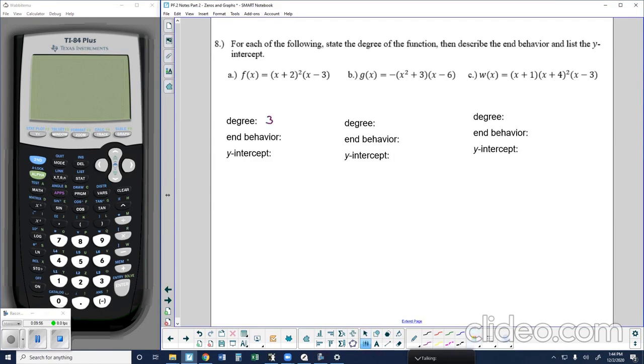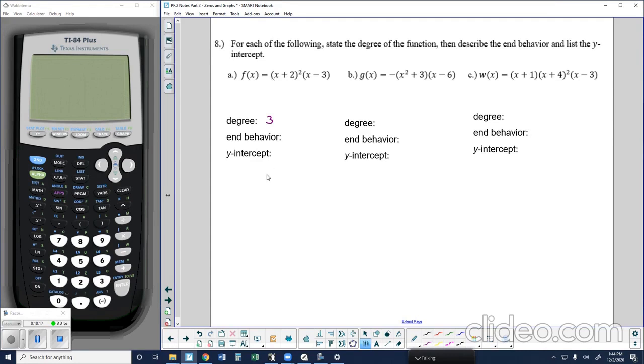The end behavior deals with the leading coefficient and the degree. The leading coefficient, if we were to multiply this all out, would be positive. When all the linear factors are fully factored, the leading coefficient should be listed out here. So it's going to be a positive value.